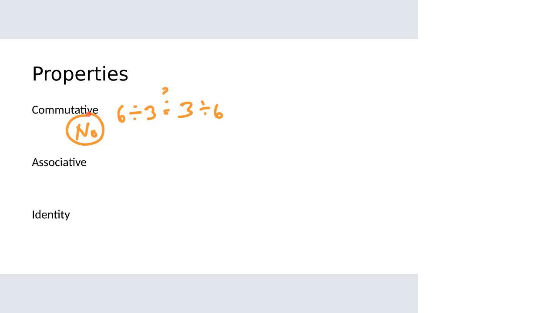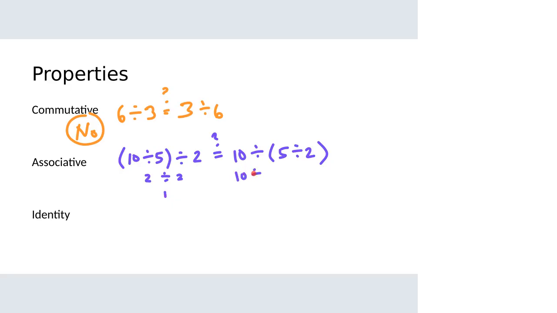Associative. If I wanted to do, say, 10 divided by 5, divided by 2, and see if that was equal to 10 divided by 5 divided by 2 with the parentheses moved. Boy, I don't know, I'm a little skeptical. I don't think it's true, but let's see. 10 divided by 5 would be 2. Divided by 2 would be 1. On the other side, parentheses first, so 5 divided by 2 is 2.5. 10 divided by 2.5, that would be 4.